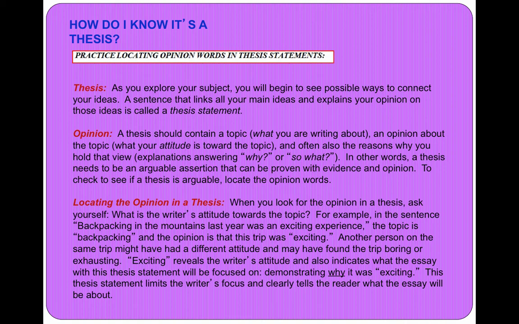Another person on the same trip might have had a different attitude and may have found the trip boring or exhausting. Exciting reveals the writer's attitude and also indicates what the essay with this thesis statement will be focused on, demonstrating why it was exciting. This thesis statement limits the writer's focus and clearly tells the reader what the essay will be about.